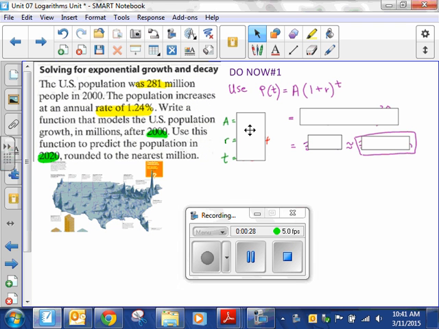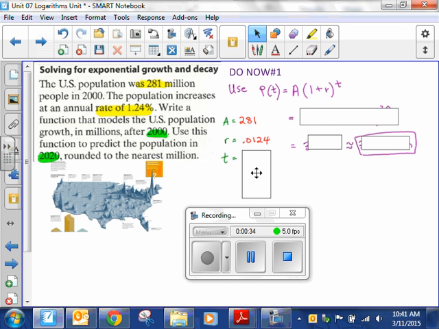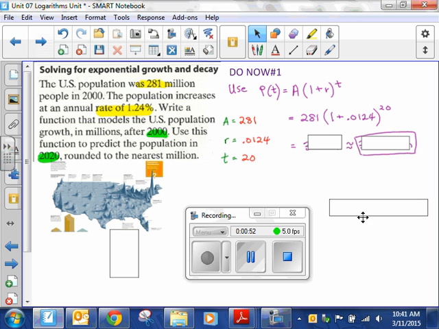So first of all, A is our initial value, which is 281. R is our rate, which we need to rewrite as a decimal, which means you have to move the decimal place 2 places to the left: 0.0124. T is the time in years, and from 2000 to 2020 is 20 years. Once we plug into each of these variables, we end up with 281 times 1 plus 0.0124 to the 20th power, which gives me 359.54, which is approximately 360 million.